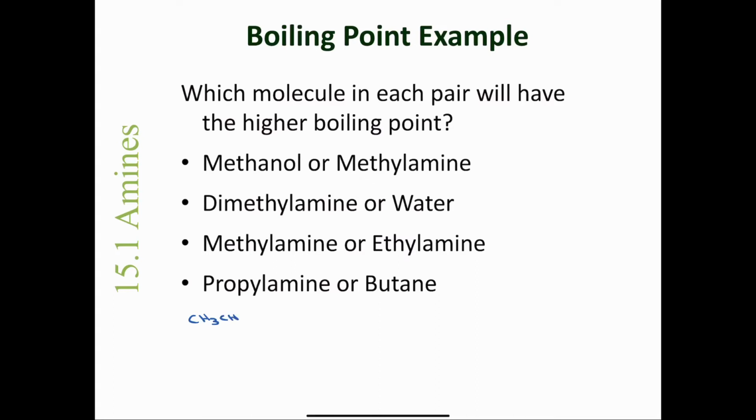Let me draw the structure here. We put a propyl group, and then our amino group, or butane. Butane. And you can probably guess right away that propylamine is going to have a higher boiling point. And the reason why is because it is capable of hydrogen bonding, whereas butane is a hydrocarbon and only experiences the much weaker London forces. And so propylamine has a higher boiling point.